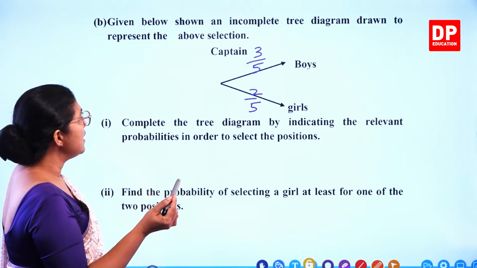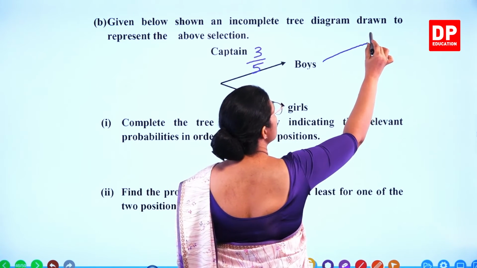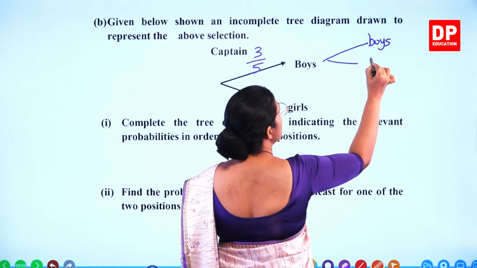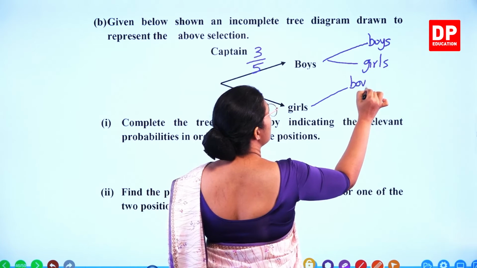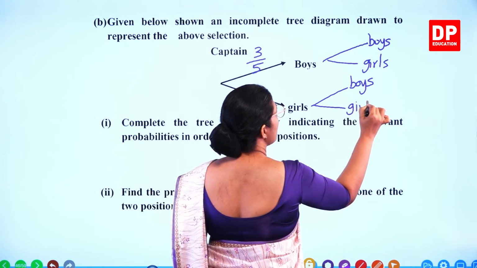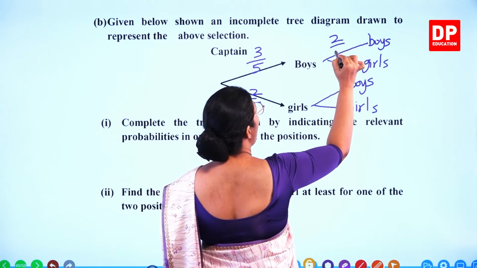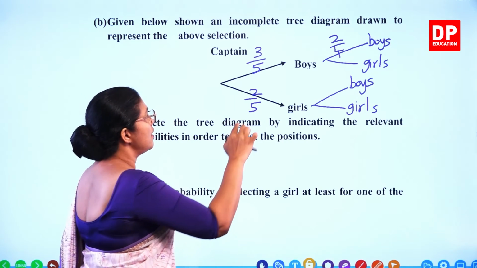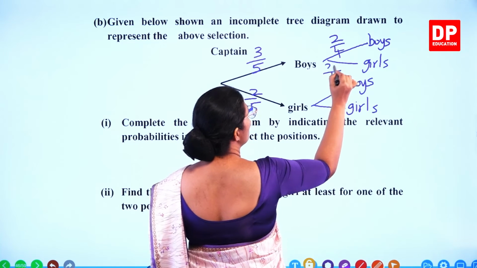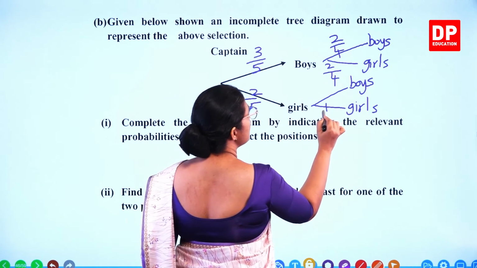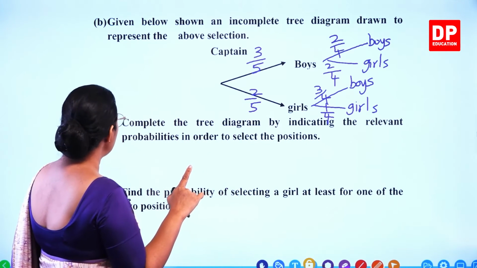Now you have to complete the tree diagram for the second position. So for the second position, it can be a boy or a girl. For the other one also, boy or a girl. Now this is dependent. So taking another boy becomes 2 over 4 because there were 5 and one boy has been selected. So this is 4 and 2. A girl has been selected, so this becomes 1 over 4. This becomes 3 over 4. So that's the total diagram.